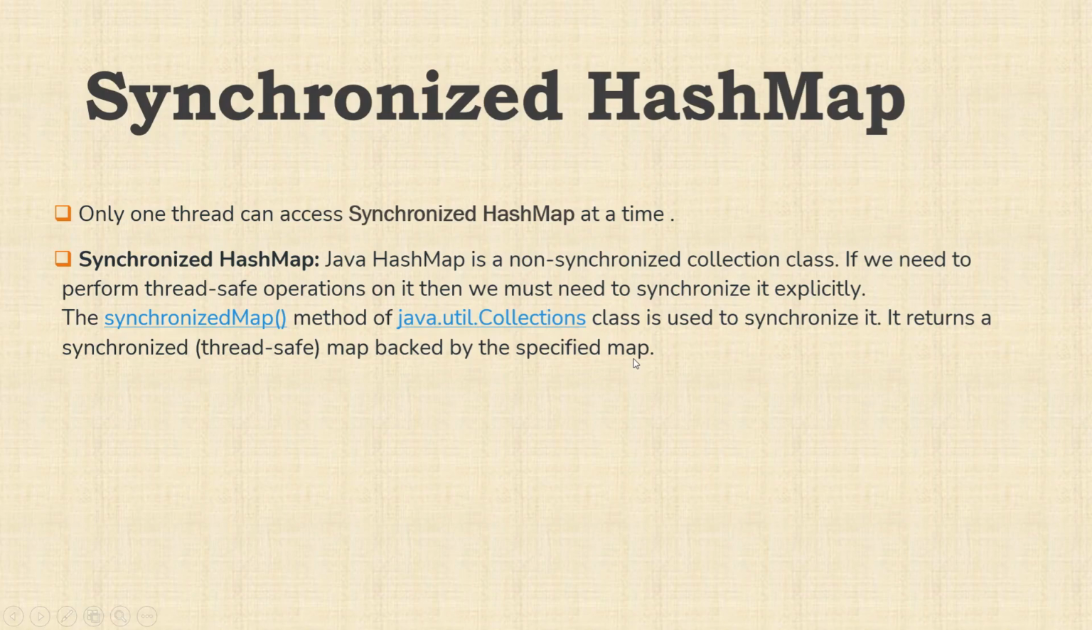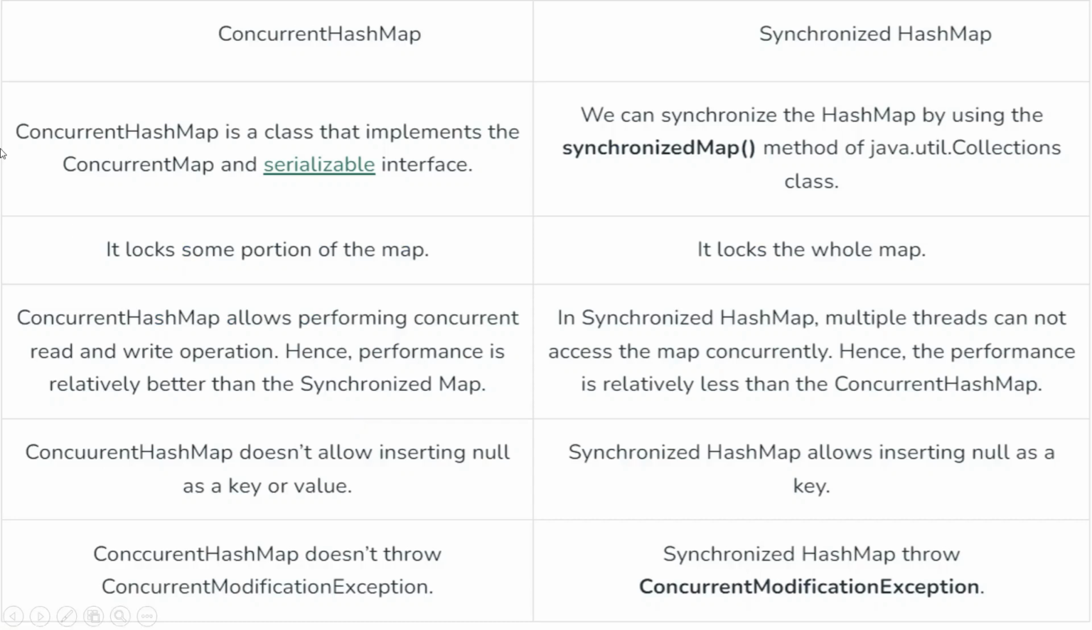In a normal HashMap, it's a non-synchronized collection. So if you want to perform thread-safe operations, then we have the synchronized HashMap to do the synchronized operation. We can do it with a synchronized HashMap, and we can also do it with a ConcurrentHashMap. But there is some difference between the synchronized HashMap and ConcurrentHashMap, which we'll cover in the next slide. So let's start.